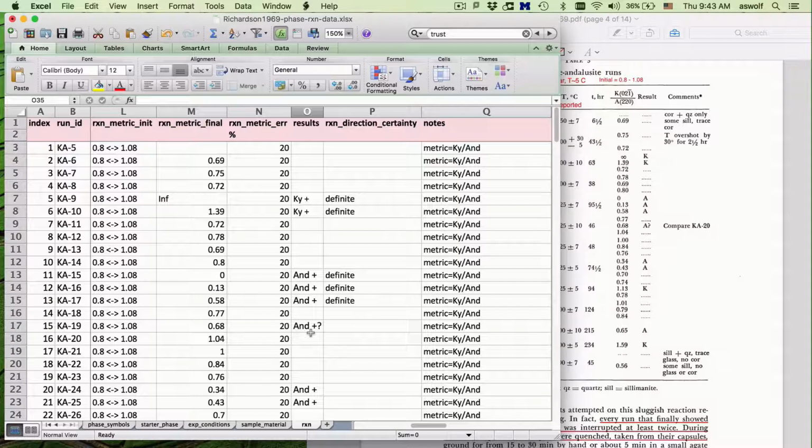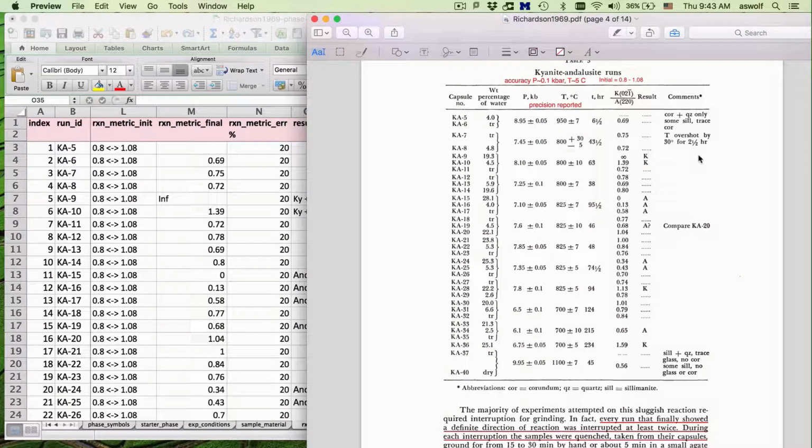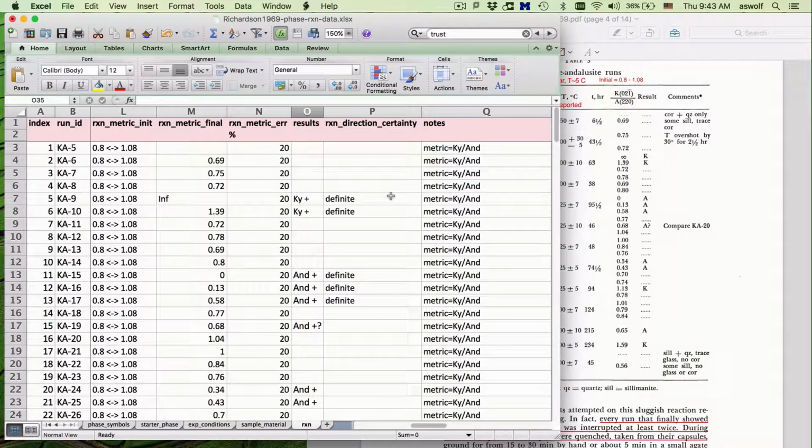There is more information in this paper, and we want to extract all the information. So first, the next thing we do is we look at the comments. And so it looks like quartz and corundum appear in some of these. Sillimanite appears in some of these, so we need to store that information.